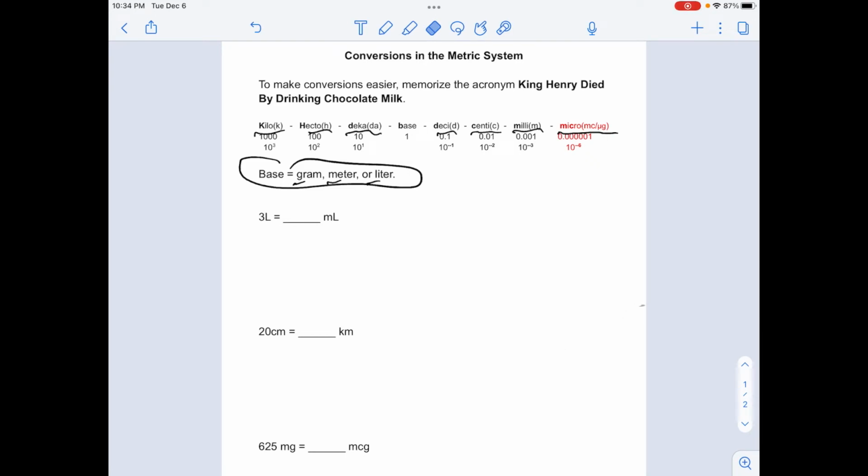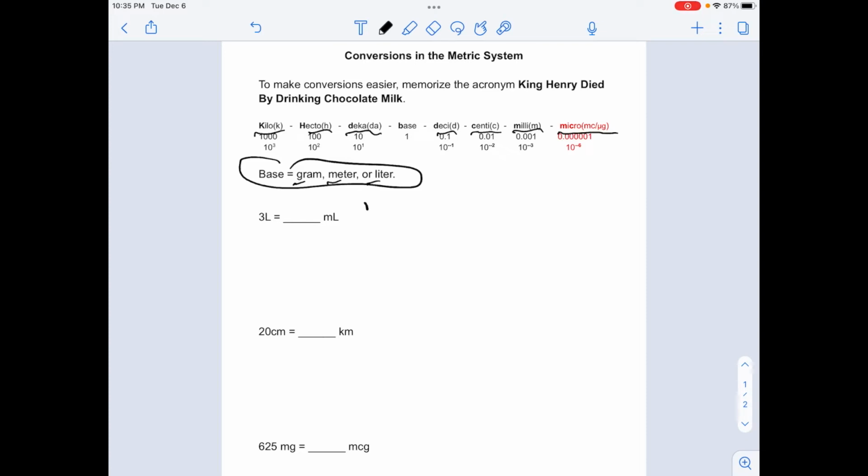Okay, we're going to get started on these examples just so I can show you guys exactly what I mean and how this plays out in practice. So the first example is 3 liters is how many milliliters? Since we're working with our base of liters, we know that we're measuring out a liquid.